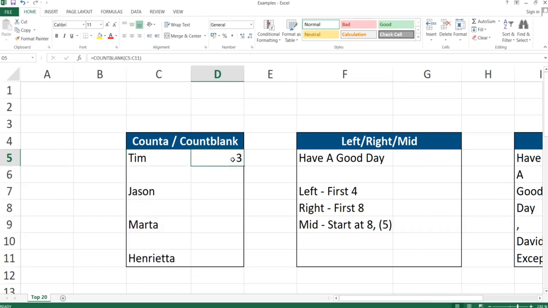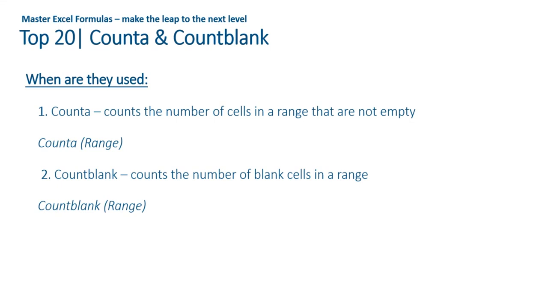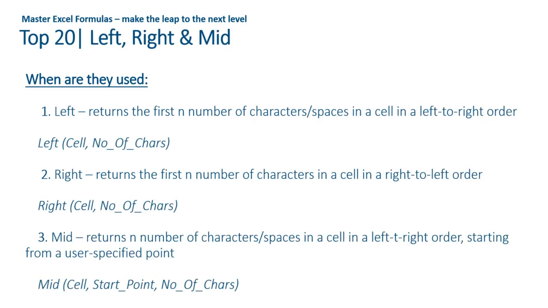Okay, now going back to the presentation, the second set of formulas here is LEFT, RIGHT and MID. These formulas have to do with extracting a specific number of characters from a range, from a cell. Okay, so the LEFT formula returns the first n number of characters, or spaces of course, in a cell in the left to right order. The structure of the formula is, first we need to enter the cell, and after that we need to specify how many characters we need to extract from that cell.